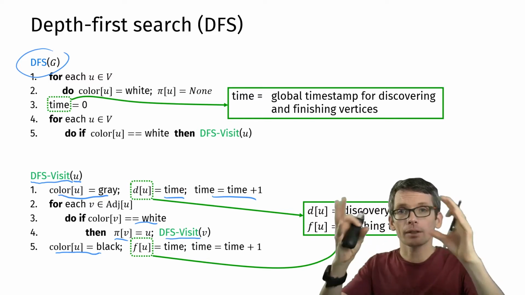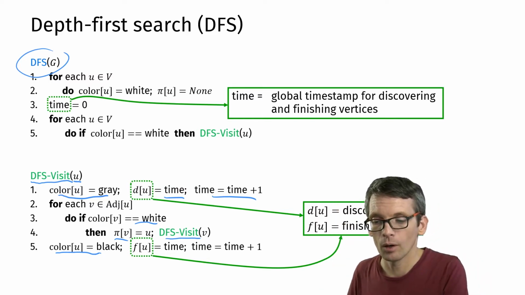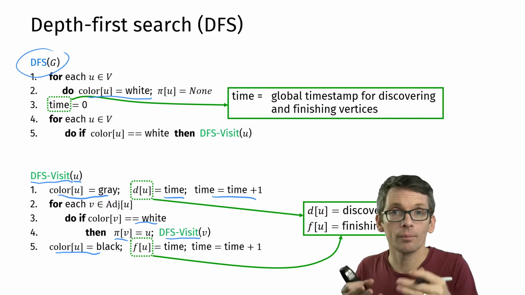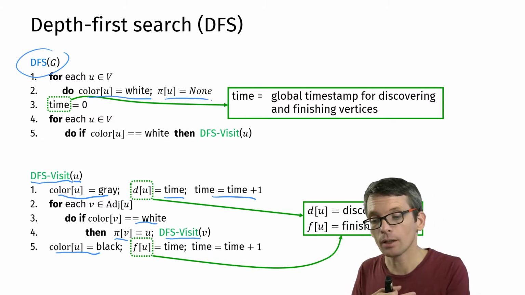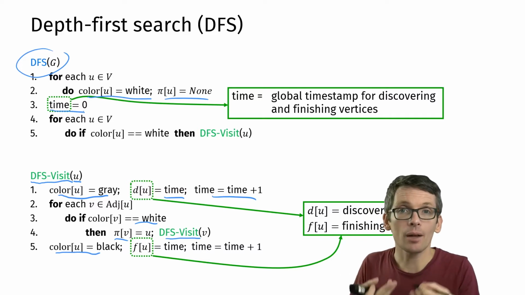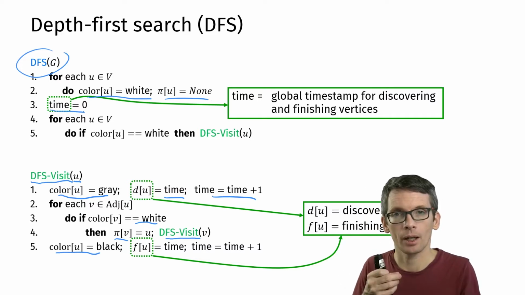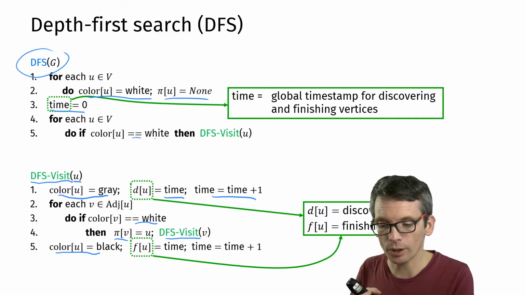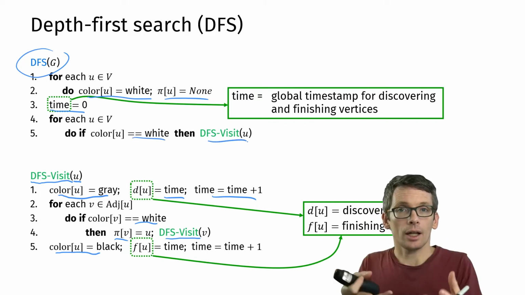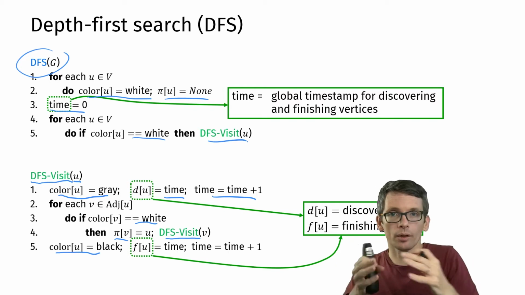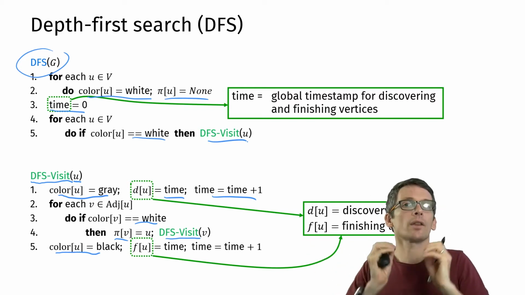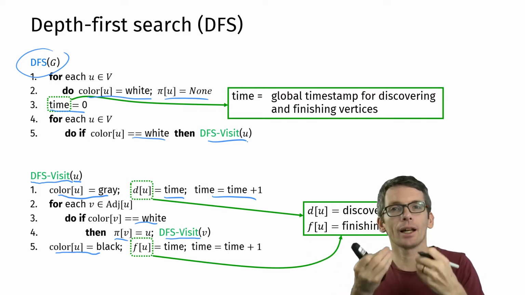And then as kind of the outside algorithm, we initially make all vertices white, set their predecessors to none. We set the time initially to 0, and then we start at some white vertex and start depth-first search visit. And when we come back from that recursive call, there might be white vertices left. So then we take one of those, continue again, and so on.